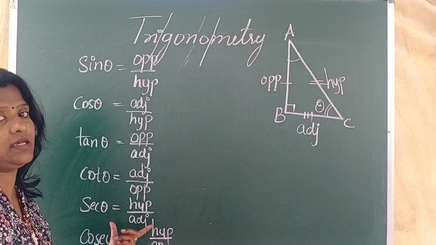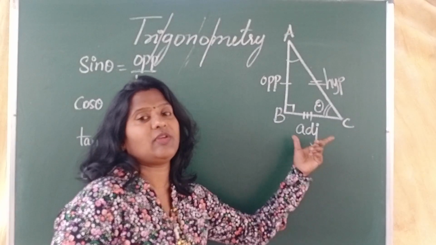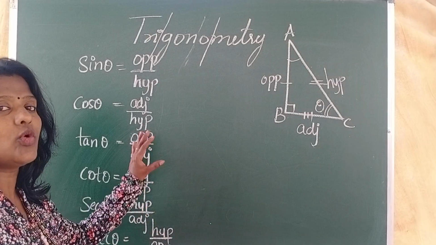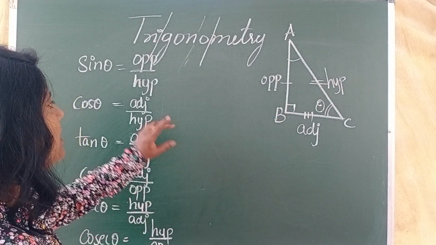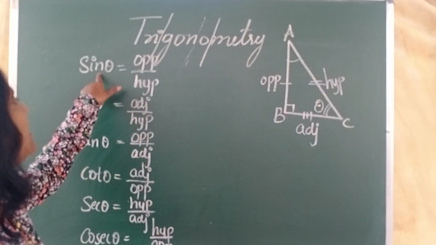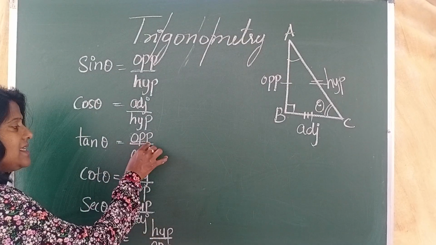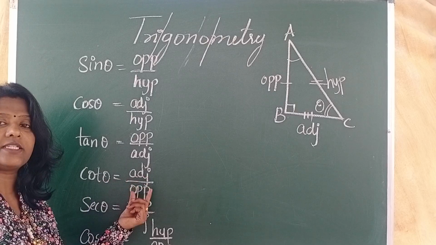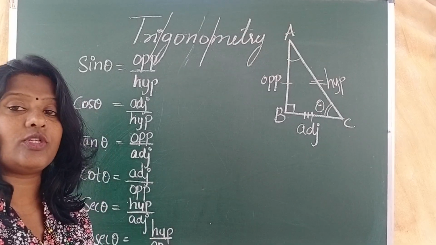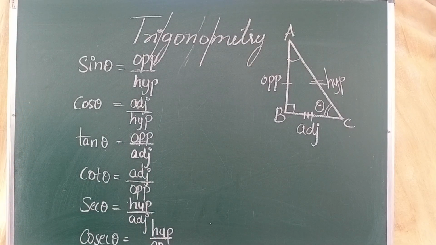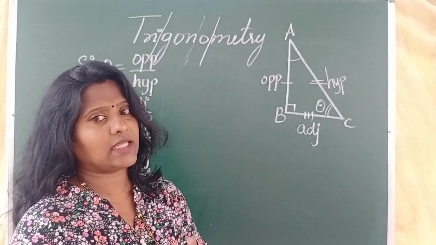This is the basic thing to study about the relationship between sides and the angle. If you know this thoroughly, then you can solve any type of problems. So these are the basic comparisons. Sin theta is opposite by hypotenuse. Cos theta is adjacent by hypotenuse. Tan is opposite by adjacent. Cot theta is adjacent by opposite. Secant is hypotenuse by adjacent, and cosecant is hypotenuse by opposite. Then we can even compare one ratio to another ratio.